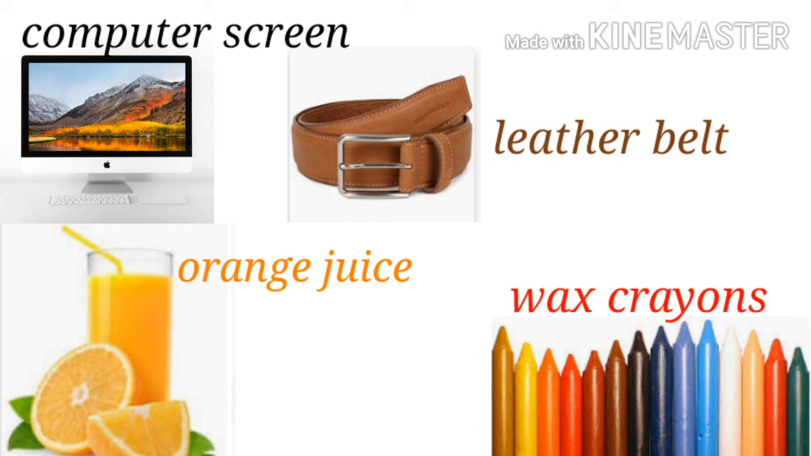Here is an interesting fact. Sometimes nouns also function as adjectives, as in the examples computer screen, orange juice, leather belt, wax crayon, etc. We know that computer, orange, leather, wax, etc. are nouns, but in these expressions, computer screen, orange juice, a leather belt, wax crayon, etc., they are used as adjectives, not as nouns.